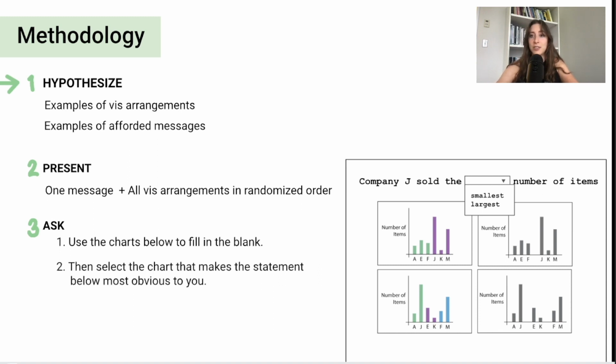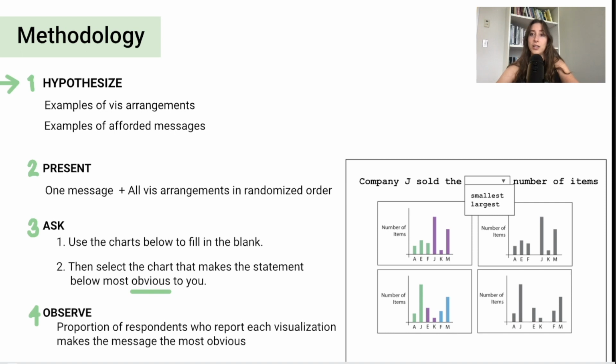Next, we ask a participant to select the chart that they think makes the statement the most obvious to them. We use the term obvious as a way to operationalize affordances because an affordance is not a very common term, and so we want to use a term that is familiar to a general audience. Finally, we look at the proportion of respondents who report each visualization makes the message the most obvious. And if we see that there is a significantly higher proportion of respondents that reports a specific visualization makes the message more obvious, we conclude that there is an affordance by that visualization for that message.